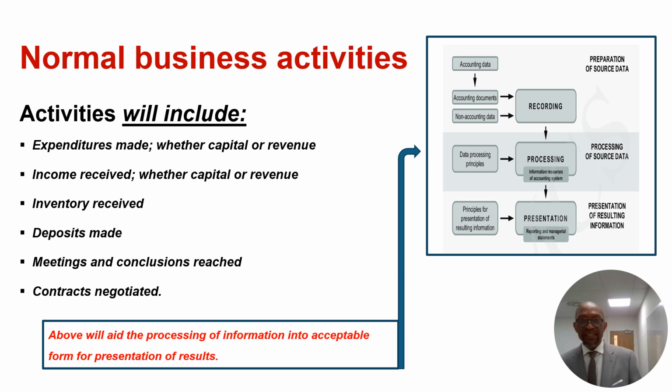Normal business activities will include expenditure made, whether they are capital or revenue, income received, also whether they are capital or revenue, inventory received, deposits made, meetings and conclusions reached, and contracts negotiated. All of the above will aid the presentation of financial statements when properly processed, following the order on my right hand side here. This will be explained in our future tutorial.